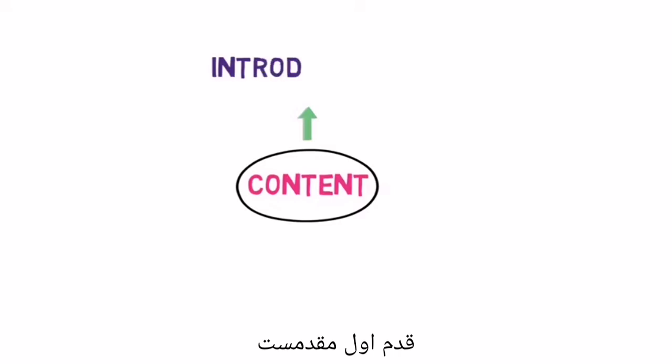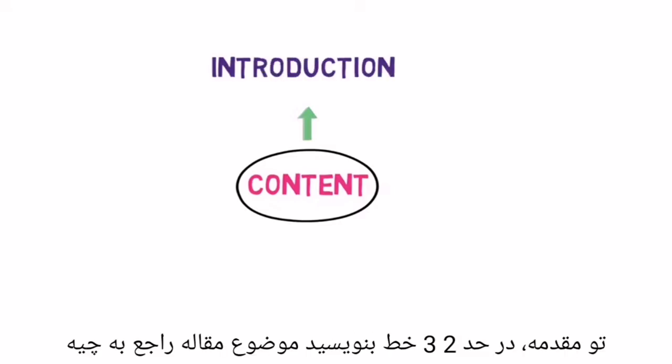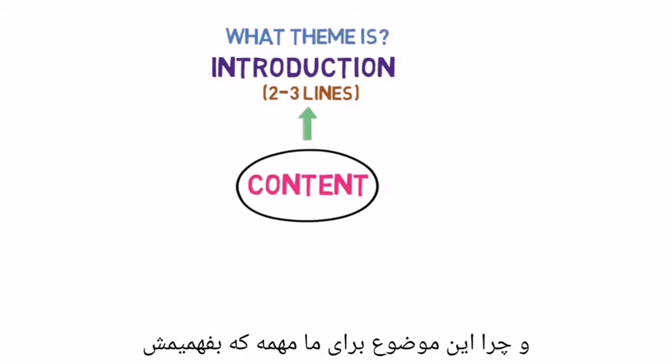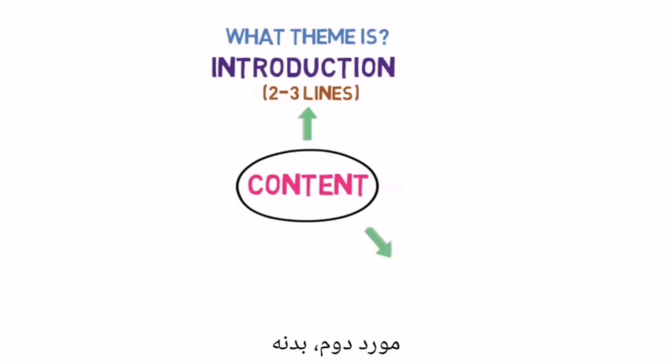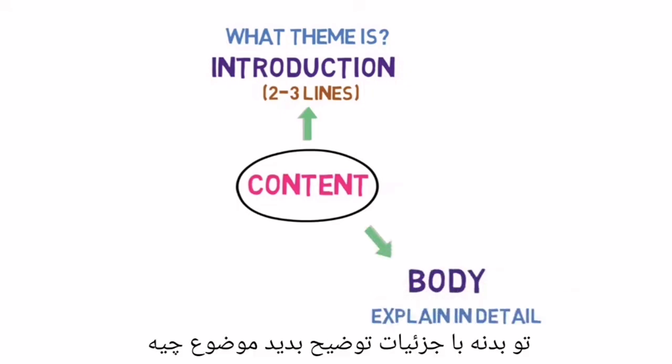Let's understand how to write the content in any article. First step is introduction. In the introduction, write in 2 or 3 lines what is the theme or topic all about and why it is important for us to understand. Number 2 is body. In the body, explain in detail what is the topic all about.